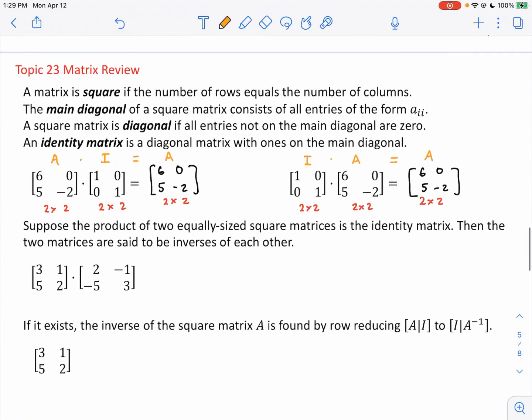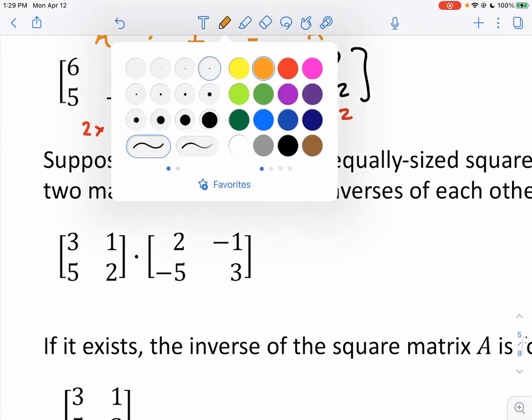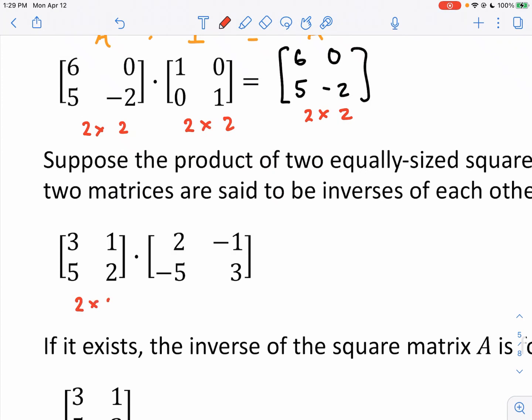Now the next section. Suppose the product of two equally sized square matrices is the identity matrix. Then the two matrices are said to be inverses of each other. So that's what's going to happen here in this case. Let's do matrix multiplication. Let's first analyze the dimensions. It's always good to think about that. This is a 2 by 2, and this is another 2 by 2. So once again, I'm expecting a 2 by 2 result.